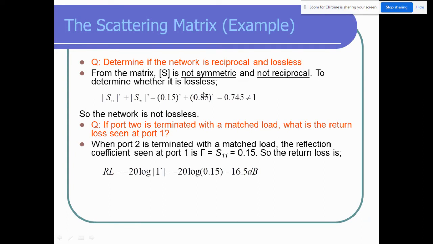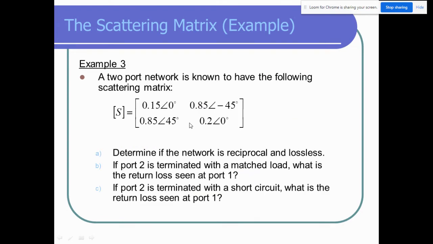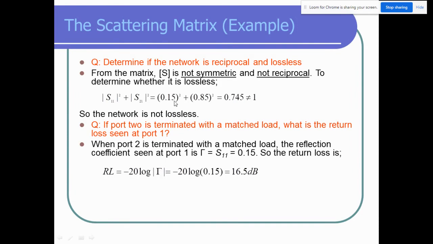But let us try to find out whether it is lossless or not. If you try to find out this one, from here we find this and this, isn't it? Yes. So 0.15 squared plus 0.85 squared is not equal to 1. So it means this is not lossless.